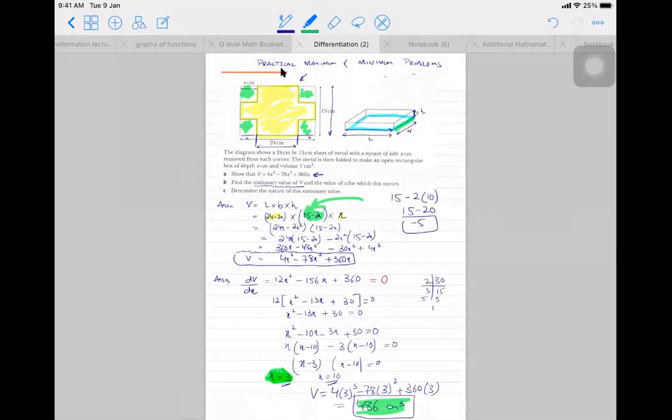Now determine the nature of this stationary value. Is it the maximum possible volume or is it the minimum possible volume? To find that, we are going to differentiate the derivative of volume. dV over dx was 12x squared minus 156x plus 360.